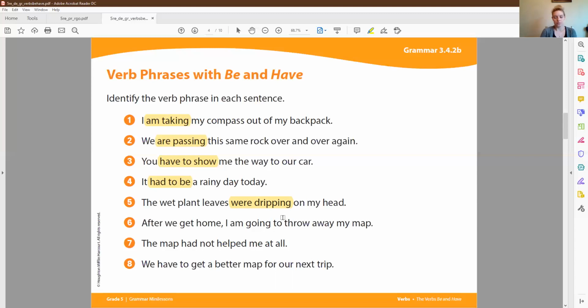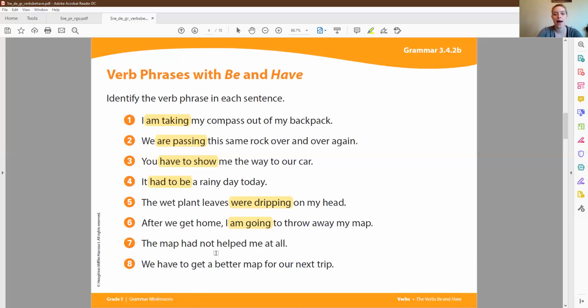Okay, so number 6, again, find the verb first and then we'll look for the verb phrase, okay? After we get home, I am going to throw away my map. All right, so what's the action there that's happening? You should have seen going, okay? So your verb phrase is going to be am going, okay? We wouldn't say after we get home, I going to throw away my map. I am going, okay? So am is part of that verb phrase.